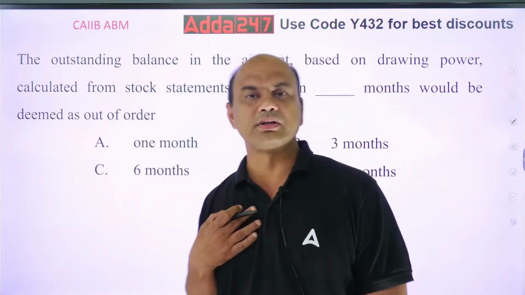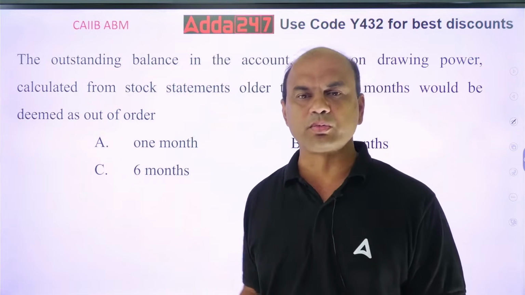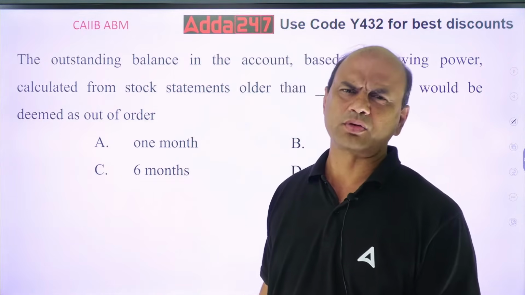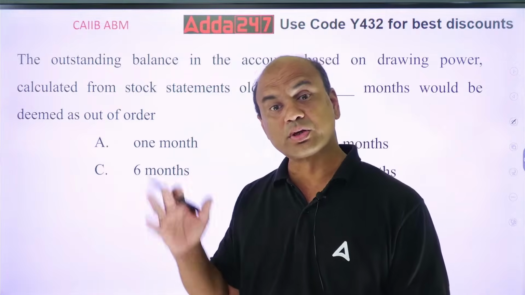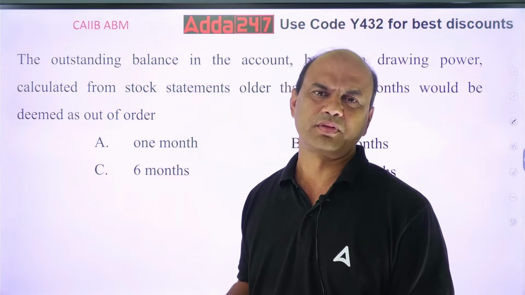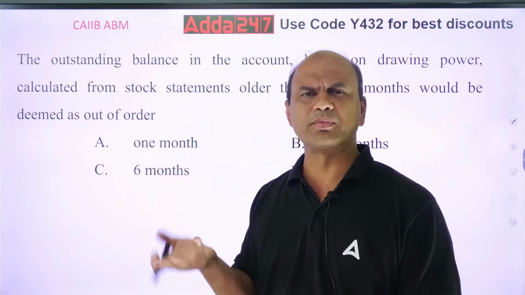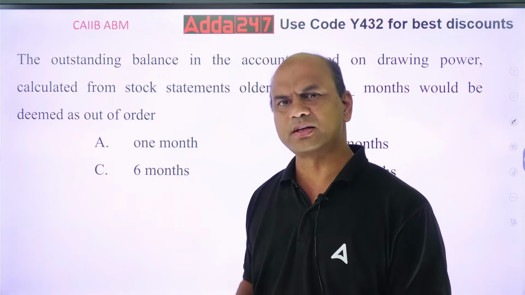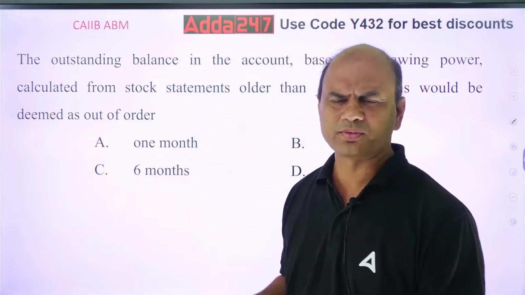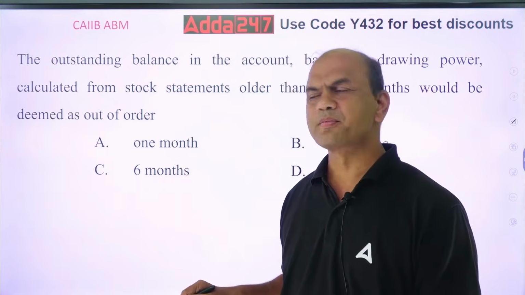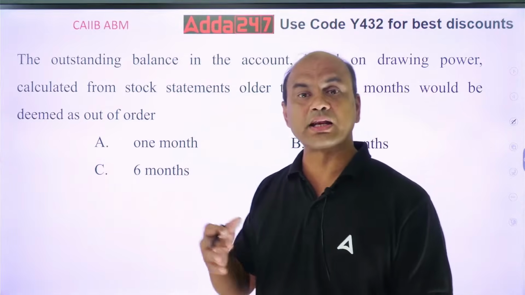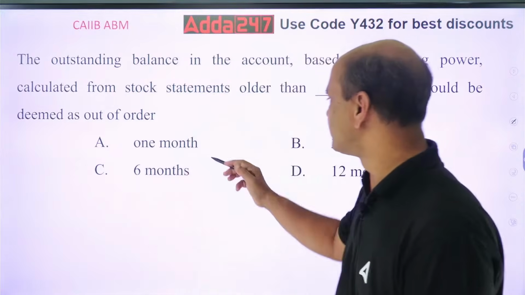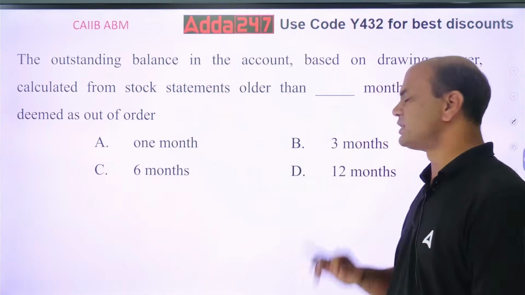What should I consider? Suppose I give you a stock statement tomorrow and that stock is 2 years old. Is that stock of any use to you then? If some stock is 2 years old, it means that stock is dead stock, so it's of no use to you. What is the criteria? Is it 1 month, 3 months, 6 months or 12 months?